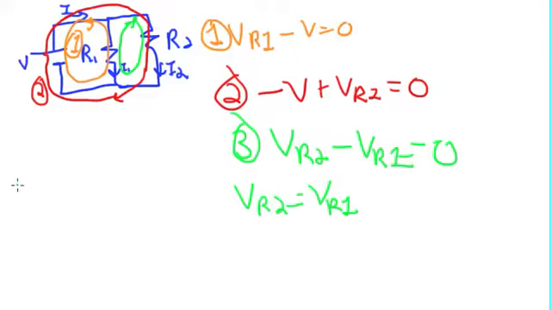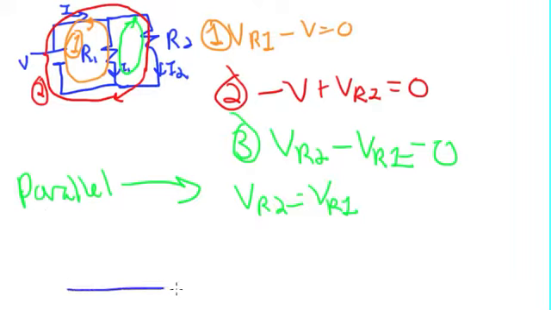And this is the definition of parallel. If two circuit elements have the same voltage across them, then they are in parallel. So we can draw a little schematic of this.